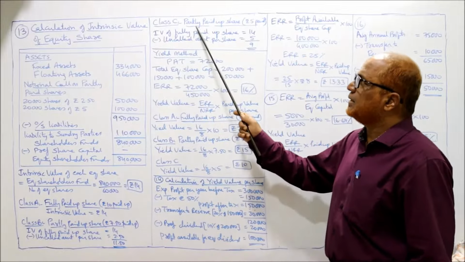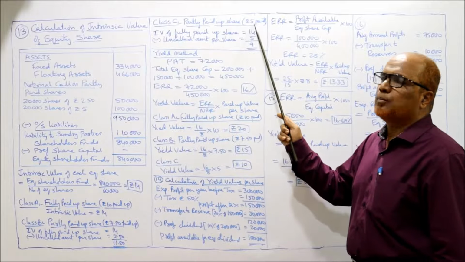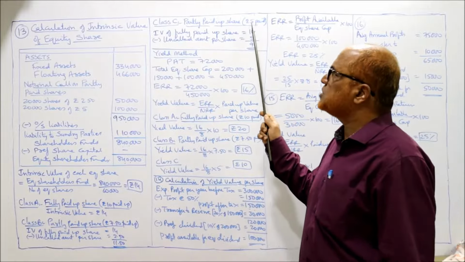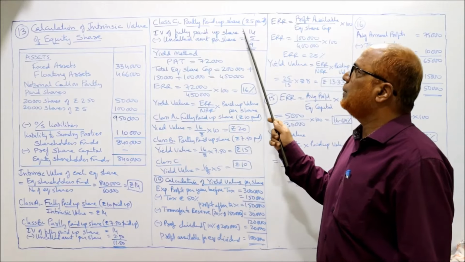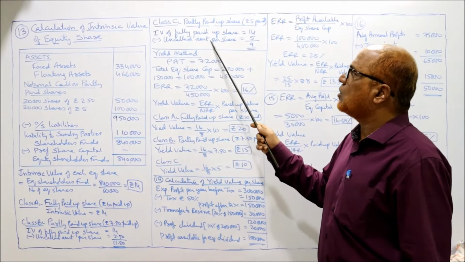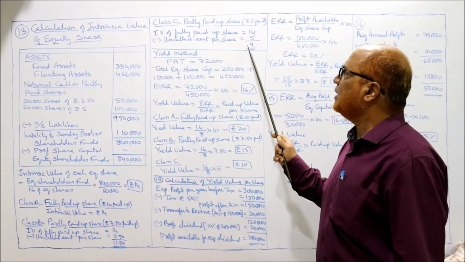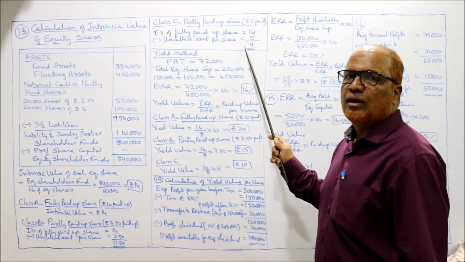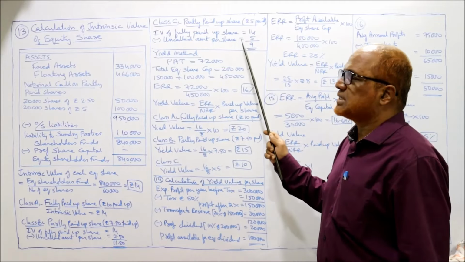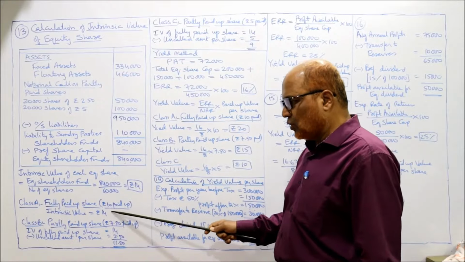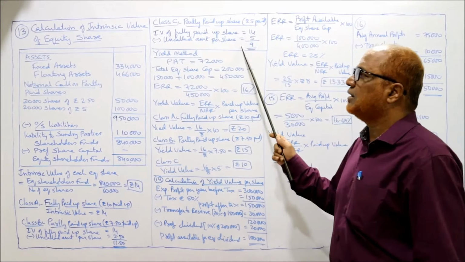Now class C, partly paid shares, 5 rupees paid. 10 rupees में से 5 rupees pay कर दिए. तो intrinsic value of fully paid share 14 rupees, उसमें uncalled amount 5 rupees. तो 9 rupees is the intrinsic value of C class share. तो A class share 14 rupees, B 11.5, C 9.